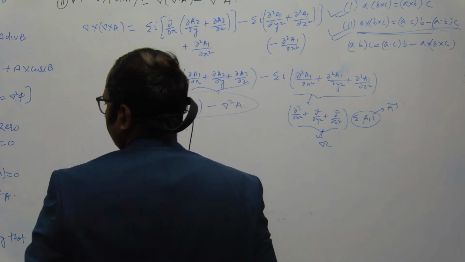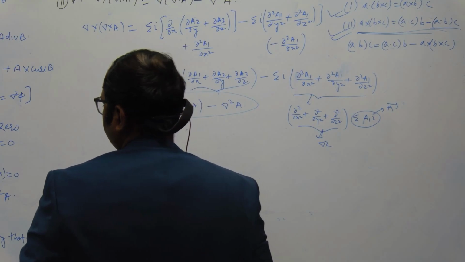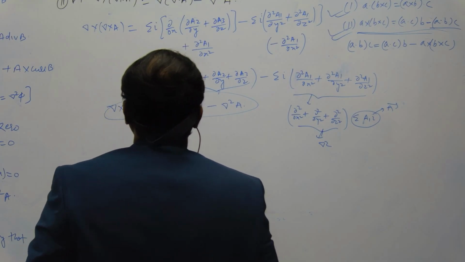Let us discuss question number 12. Prove that gradient of f(u) is equal to f dash u, gradient of u. How can we solve this?